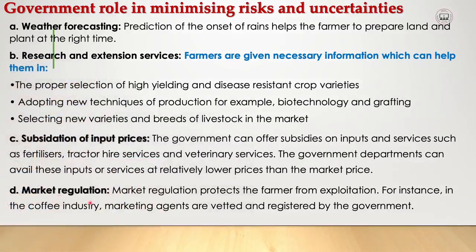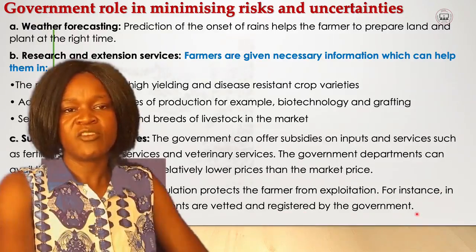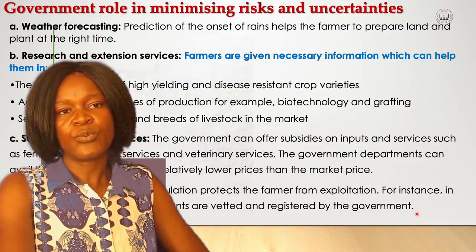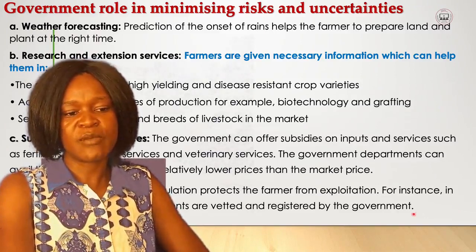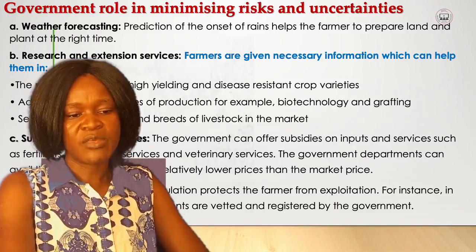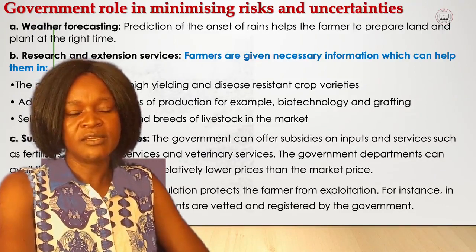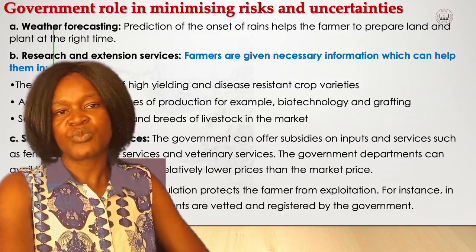Apart from that, market regulation may also help. Market regulation protects the farmer from exploitation. For instance, in the coffee industry, market agents are vetted and registered by the government. So once they are registered by the government, the government also plays a role in case some other people who want to buy from the farmers would like to exploit them.